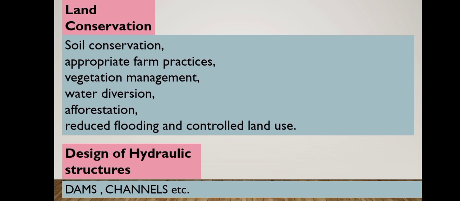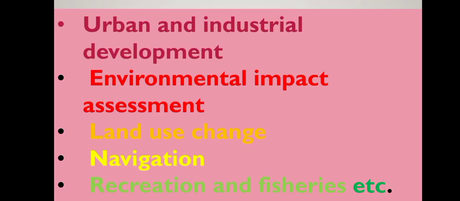And the next important use of hydrology is in designing of hydraulic structures. As I mentioned earlier, for controlling flood, various hydraulic structures are used, such as dams, channels, etc. And to design these structures, we need hydrological inputs such as discharge rate and probability of occurrence, etc. So there are other more important uses of hydrology you can see on your screen. So this was all about hydrology and its applications.